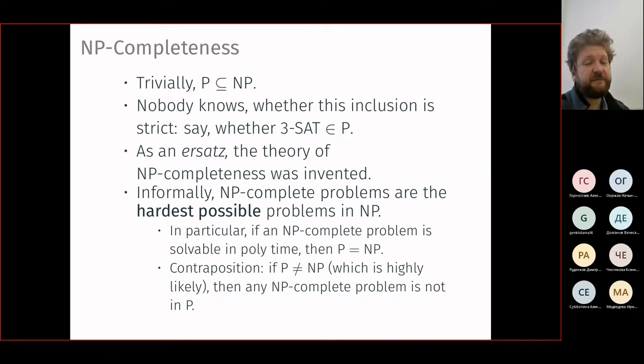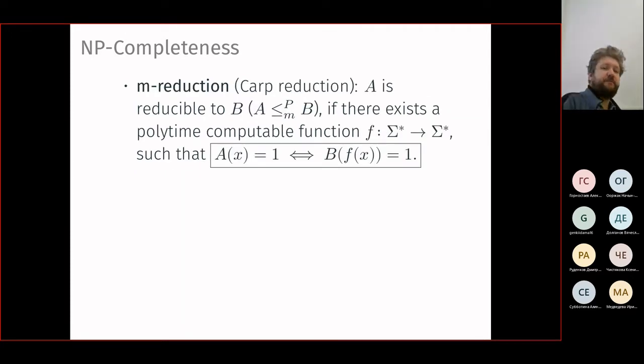And by contraposition, if P is not NP, which is highly likely from practice, then any NP complete problem is not in P. So if you prove something being NP complete, prove it being hard, then you give a good conjecture that it is not polynomial. But it's not mathematical theory. And this is performed by Karp reduction or M reduction.